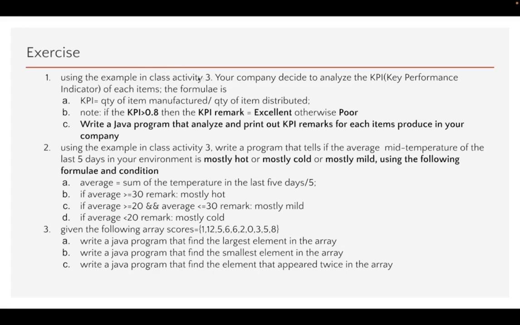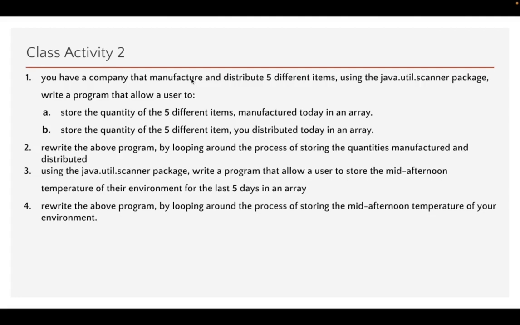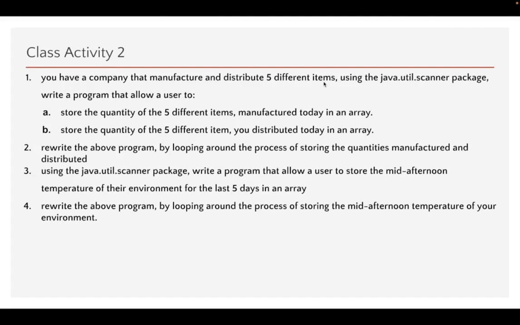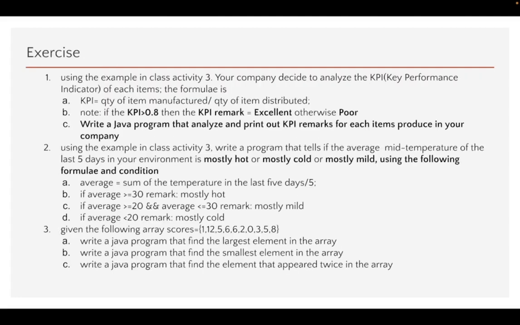Using the example in this previous activity, which is class activity 2, not 3, I actually moved the first one. So your company manufactured these 5 different items, and also distributes these 5 different items. So they decide to analyze the key performance indicator for each item with this formula: quantity of item manufactured divided by quantity of item distributed. So that is the formula to know the key performance indicator for each of these.